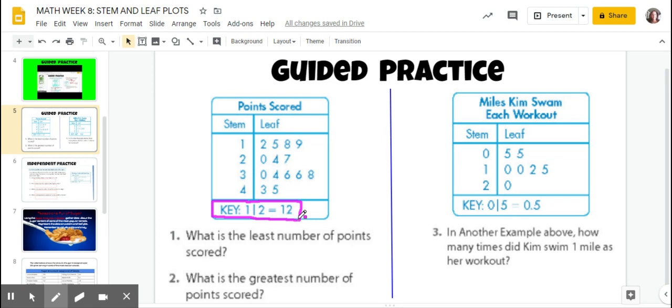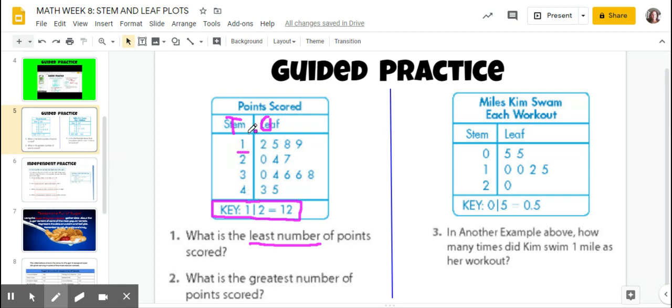12. That means that the stem represents the tens place and the leaf represents the ones place, just like in our regular place value charts. Number 1 is asking us to identify the least number of points scored. To do this, first we're going to locate the least stem. Since they're listed in order from least to greatest, it's easy to see that 1 is the least.